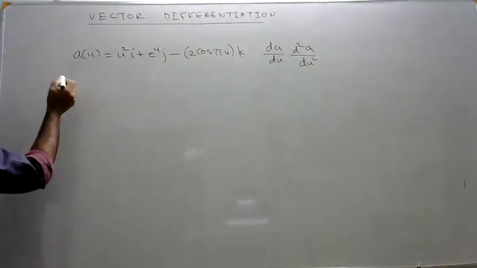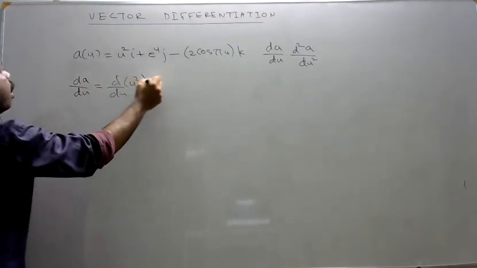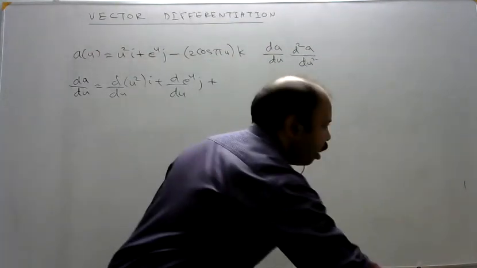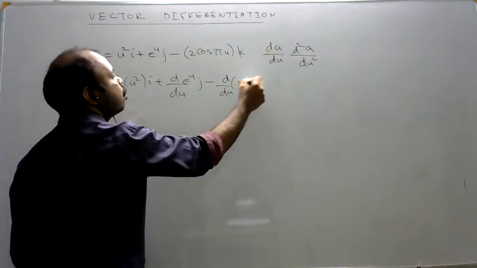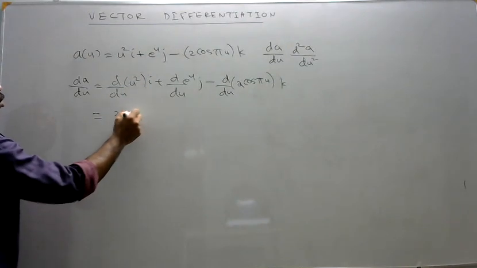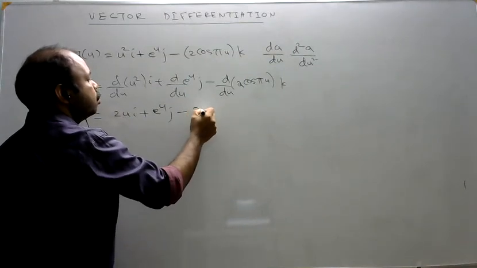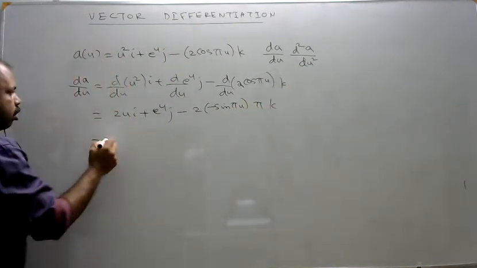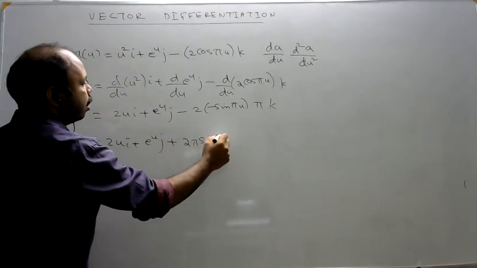This is simple. Simply dA by du equals d by du of u square i plus d by du of e raised to u j minus d by du of 2 cos pi u k, which is 2u i plus e raised to u j minus 2 into minus sin pi u into pi k, that is 2u i plus e raised to u j plus 2 pi sin pi u k.